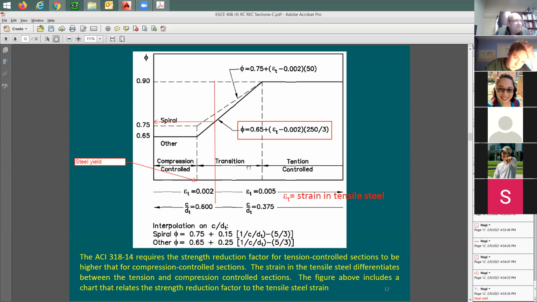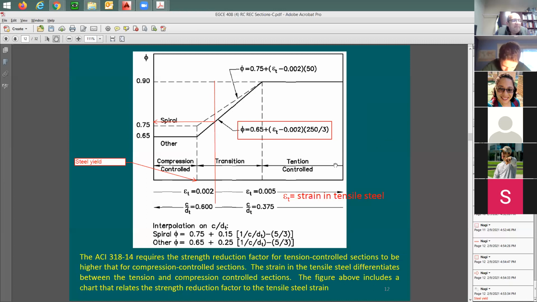Give you this graph. Okay. So for now, we're going to be concentrating on the solid line. Right. Question. Thank you. If this is the only way that you can figure out the phi factor, just based on the strain in the steel, I'm going to say no, this is not the only way.